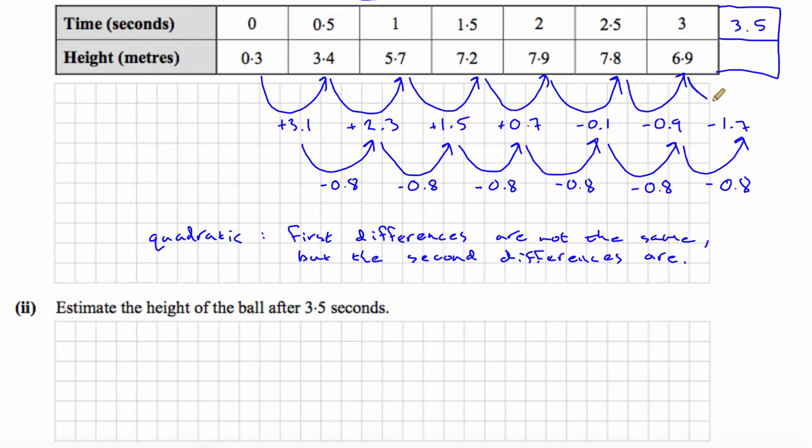And if I go up a level again, from 6.9, if I take a jump of minus 1.7, it brings me to 5.2. So that's going to be the height of the ball after 3.5 seconds, 5.2 meters.